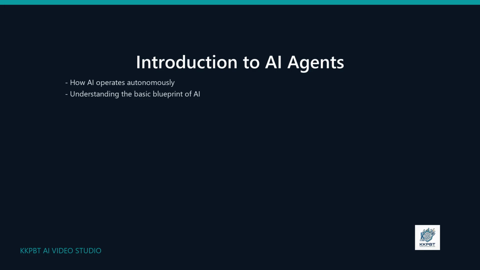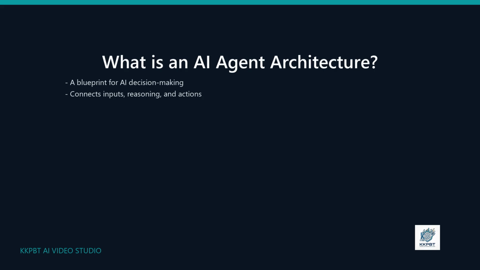Have you ever wondered how smart AI systems make decisions and take actions all on their own? Today, we are breaking down the concept of AI agent architecture in simple terms. Think of an AI agent architecture as a master blueprint. It is the framework that dictates how an AI perceives information, processes options, and acts to reach a goal.